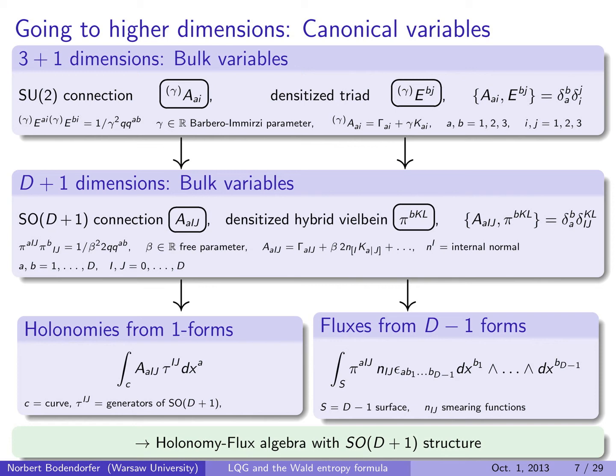Now, you can take this connection and construct a holonomy: you smear it along a curve and contract it with some generators of your gauge group. You can construct a flux from this conjugate variable pi by just taking pi, smearing it over a D-1 surface, and contracting it with some smearing functions, as you do in 3+1 dimensions. Having those holonomies and fluxes, you can calculate the holonomy-flux algebra, which will be essentially the same algebra as for the SU(2) variables, just with SO(D+1) structure in the proper places, for example, if you commute two fluxes.